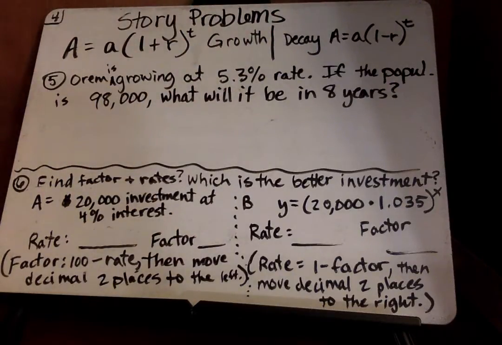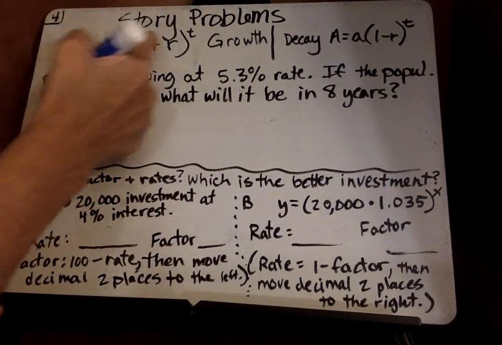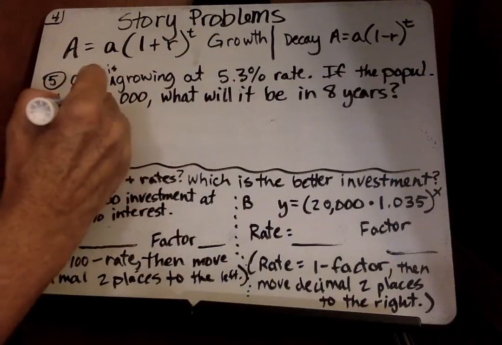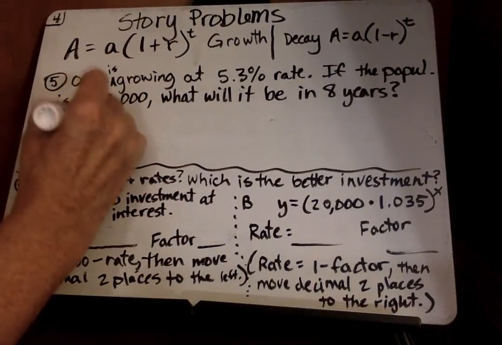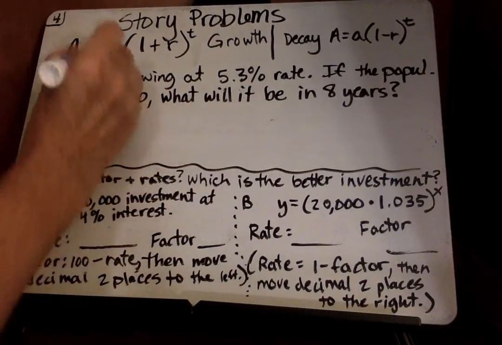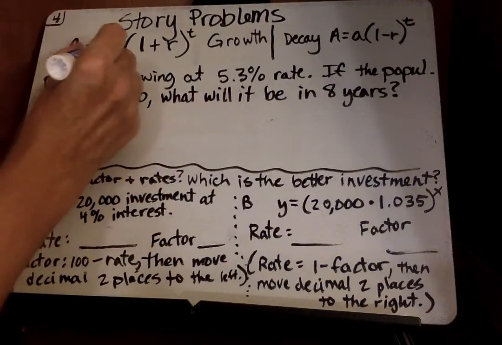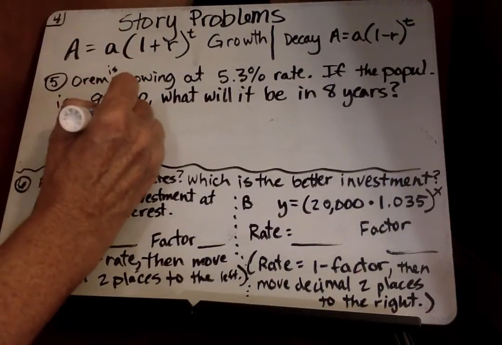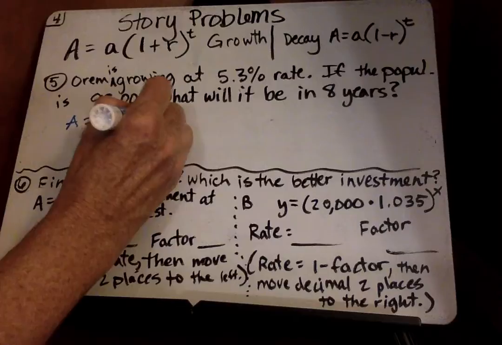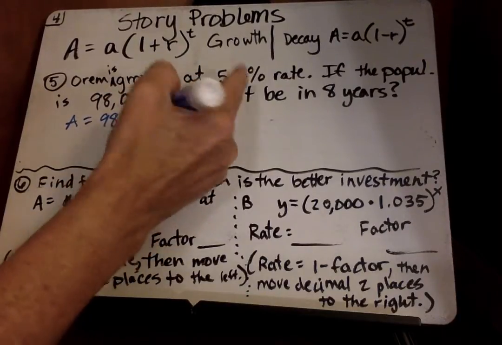Number 5, Orem is growing at a 5.3% rate. If the population is 98,000, what will it be in 8 years? So it's a growth, and I'm going to use this formula. So I get the amount equals the initial amount. So this is the final amount. A is the initial amount, 98,000, times 1 plus our rate.